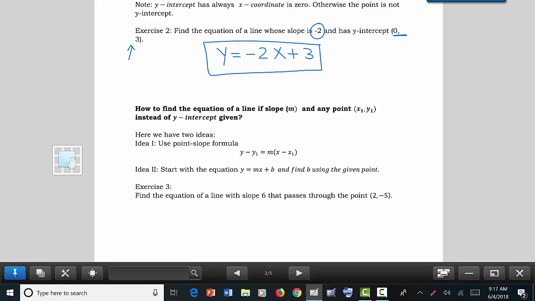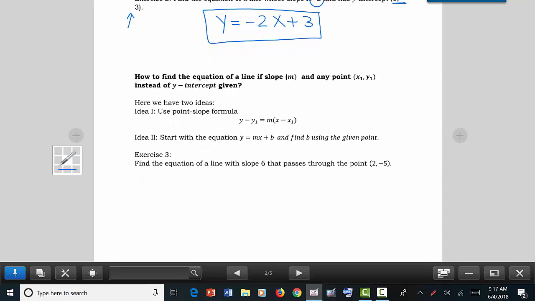Now let's go to exercise number 3. Here I'm going with two different ideas. Whatever idea you like, you can use that idea. So idea number one, let's just use the formula. Slope is given, and this is x1, this is y1. Always the first coordinate is x, second coordinate is y. So y minus y1 is negative 5. This equals slope, which is 6, times x minus x1, which is 2.